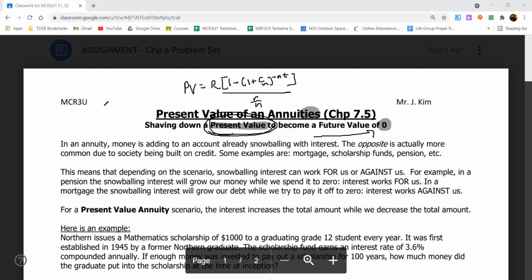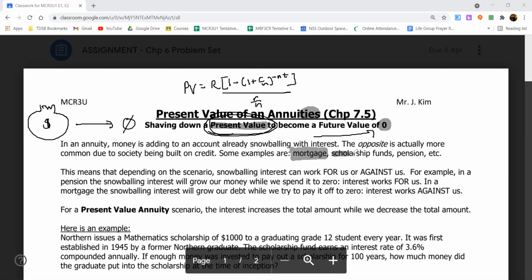When would you ever have a scenario where you have a certain lump sum now and you're trying to turn it into a 0? Think about it. Going once, going twice. A mortgage? Yes. If it's a mortgage, you basically took out a huge lump sum and you're trying to turn that into a zero because you don't want to be in debt.